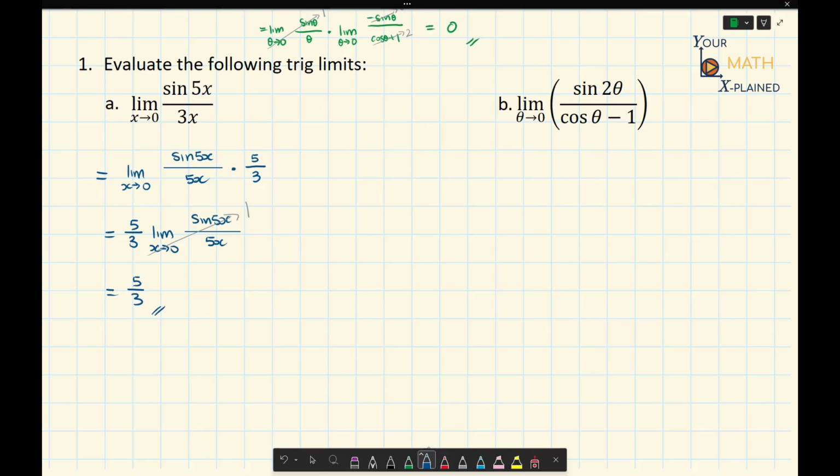Now for our second limit, we're going to go ahead and use our double angle identity. So we get limit as theta approaches 0, and sine 2 theta is equal to 2 sine theta cos theta. And the denominator here is cos theta minus 1. Next, we're going to multiply the top and the bottom both by the conjugate of the denominator. So that will be cos theta plus 1 over cos theta plus 1. And once we do that, we get this is the limit as theta approaches 0.